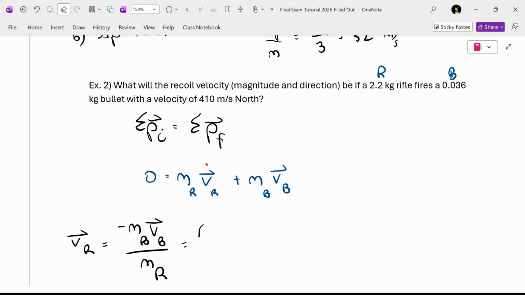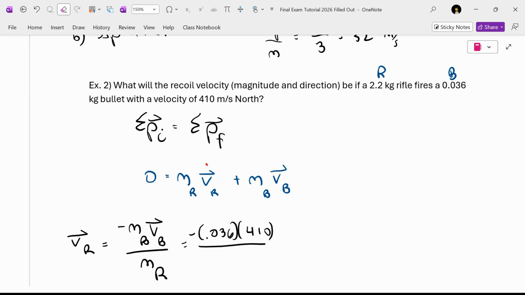Mass of the bullet, it says, is 0.036. Oh, don't forget the negative, Mr. Dueck. What's the velocity of the bullet, Lachlan? And by saying that, you've just decided north is positive. You could have said negative 410 and decided north was negative, and I would have gone along with it. But if we get a positive answer, that'll be north. What if we get a negative answer?